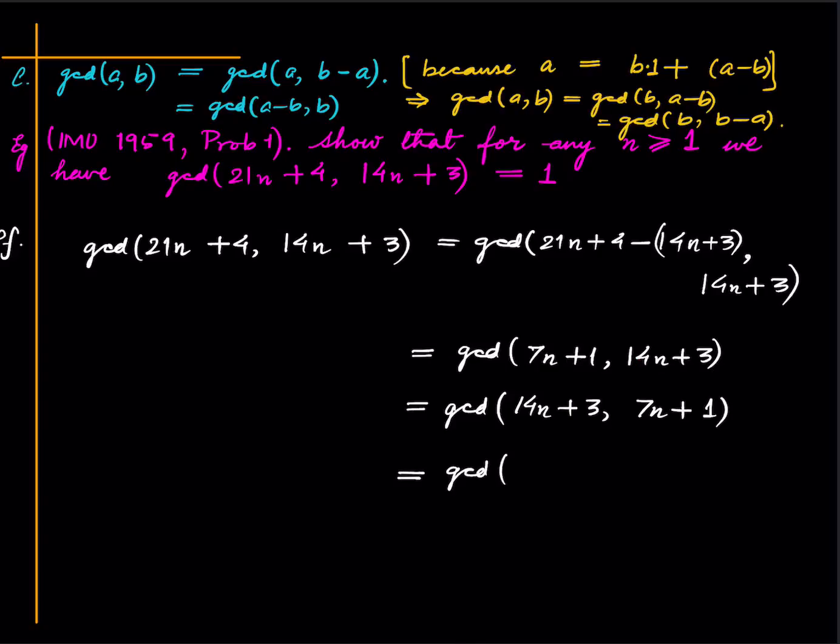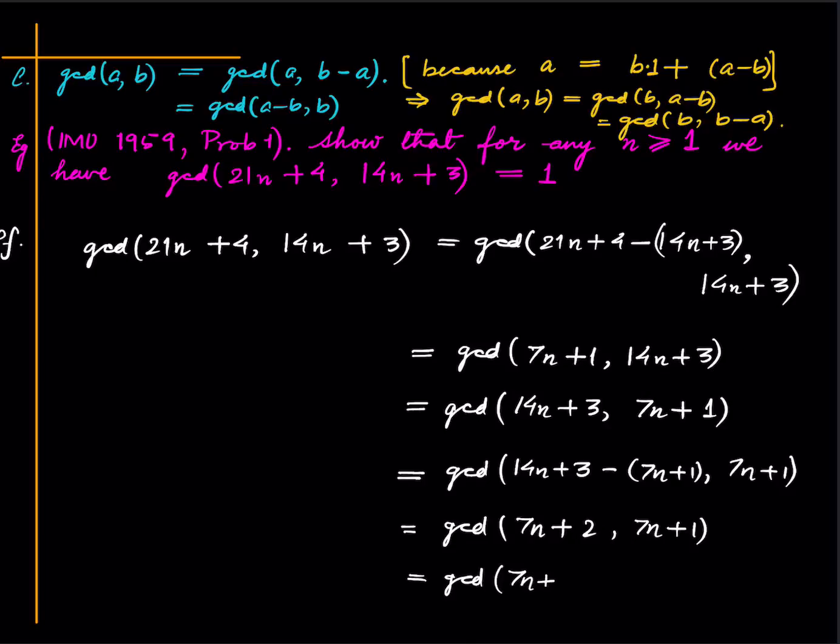So again, I apply the previous thing. I get 14n plus 3 minus 7n plus 1, comma 7n plus 1, which is GCD of 7n plus 2, comma 7n plus 1. And I apply that once again. So we get 1 comma 7n plus 1, and this is obviously 1. So that's it. That's the proof of this small problem.